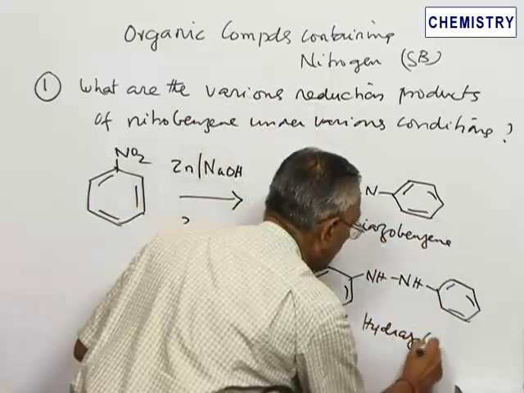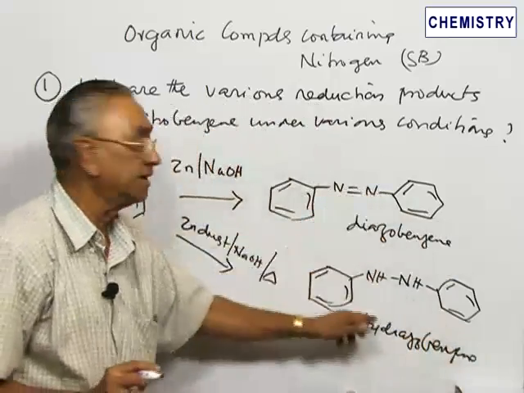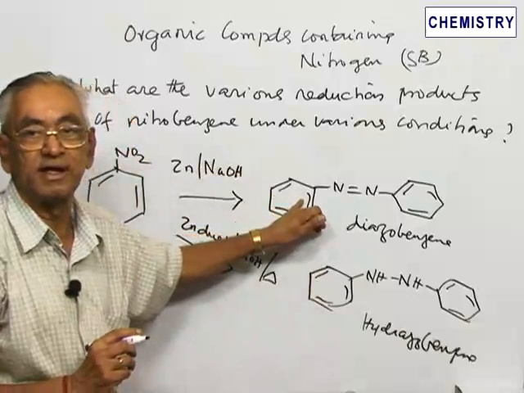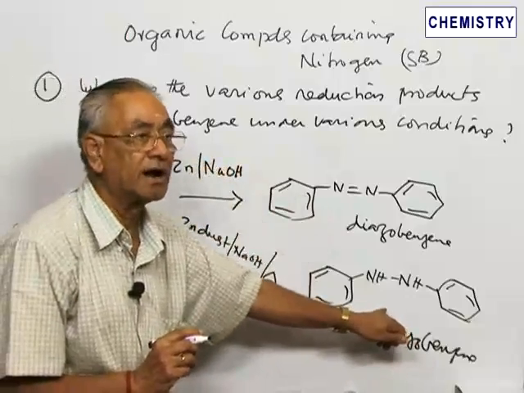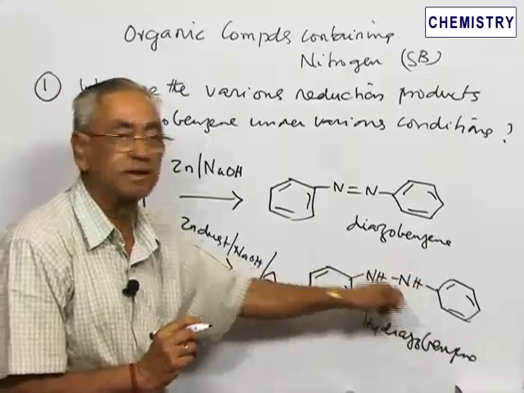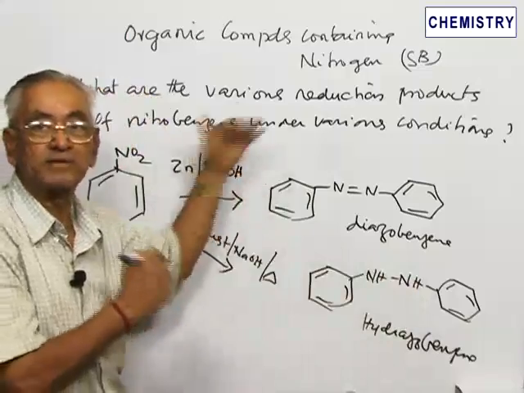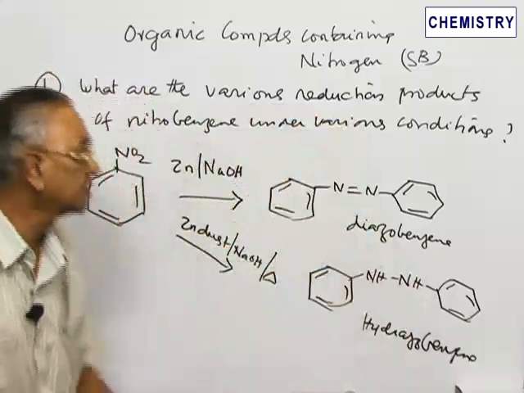Azo means nitrogen. Hydrazobenzene. The difference between the two being, under the milder condition, this will give rise to diazobenzene. Under strong alkaline conditions, this will give rise to hydrazobenzene. So we never get aniline here, we get hydrazobenzene under alkaline condition. So the condition is changed from acidic to alkaline. Instead of giving aniline, this gives rise to hydrazobenzene.